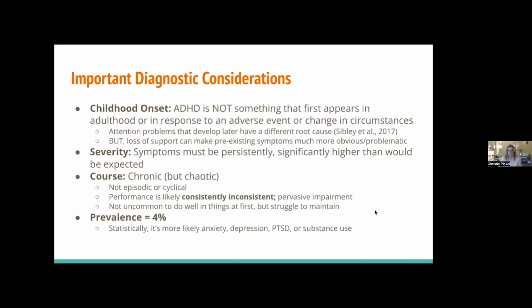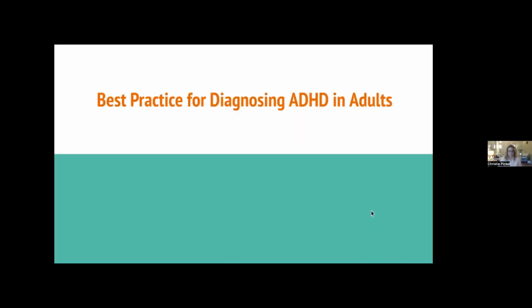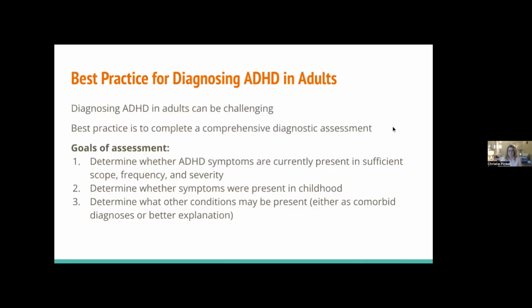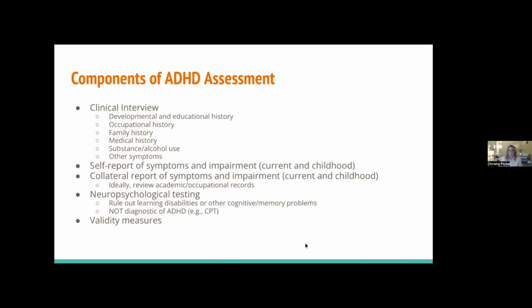I want to make sure to get to the screening here. So I'm just going to kind of go through these. So already laid out, diagnosing ADHD in adults can be challenging for a lot of different reasons. And so the gold standard is to do a comprehensive diagnostic assessment to evaluate for current symptoms, to look at childhood symptoms, to look at impairment, and to rule out other possible better explanations.